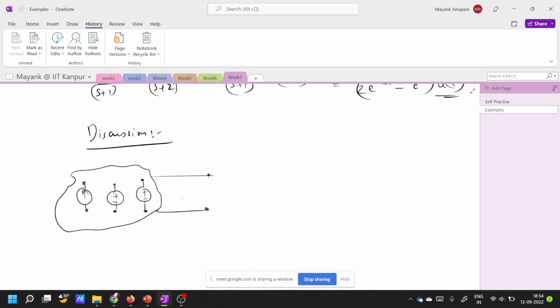Yeah, so this is a general argument, right? So what is superposition? You take one source at a time, and then you add the response due to all the sources individually.